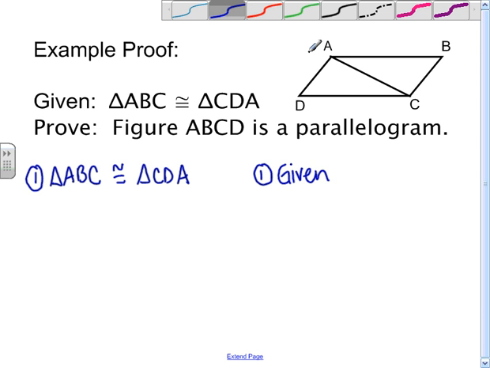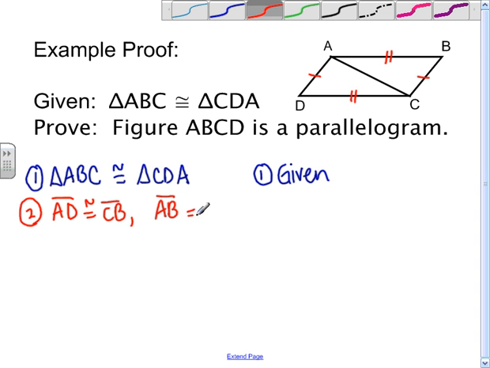Now, if the triangles are congruent, then we must have some corresponding parts. Let's see if we can get some corresponding parts that will help us. You may have already seen that if the triangles are congruent, those 2 sides would be congruent, and so would those 2 sides. So that's what I'm going to say next. I'm going to say AD is congruent to CB, and I also know that AB is congruent to CD. And my reasoning there, I'm going to use the corresponding parts of congruent triangles are congruent.